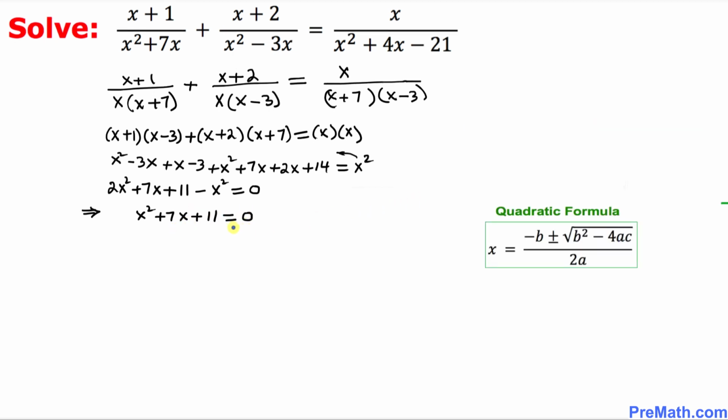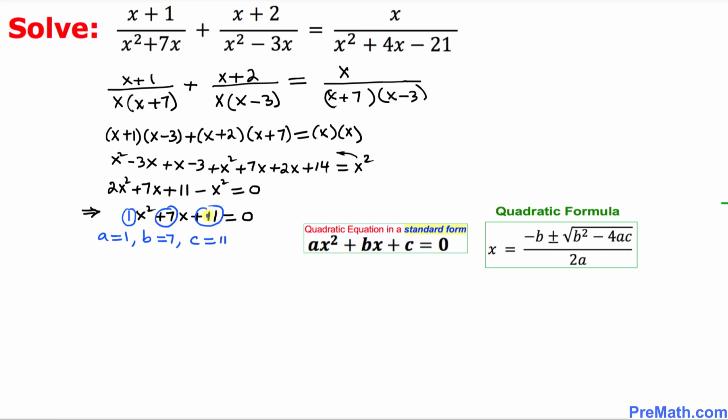And now we are going to solve this quadratic equation by using this quadratic formula, as you can see on the right hand side. So we need to figure out A, B, and C. For that reason, we are going to compare our quadratic equation with this standard form. If we compare these two equations, we can see that A is 1, B is 7, and C is 11.